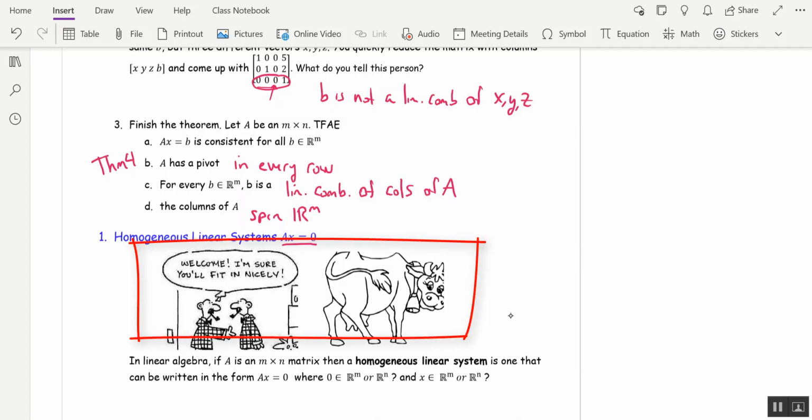These are just little jokes. You fit in nicely because this is a homogeneous population, means everyone's the same. And in milk, we don't say homogeneous, we say the milk is homogeneous, meaning you've taken the fat off the top and then it kind of all looks the same.